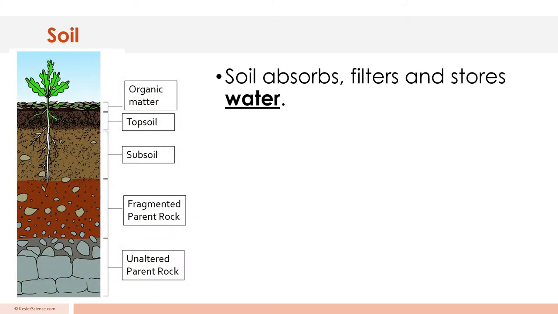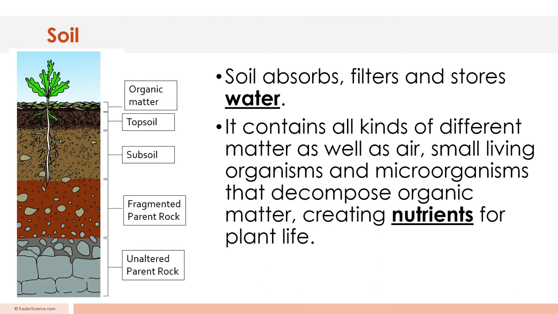Alright. Soil absorbs, filters, and stores water. And it contains air, small living organisms, and microorganisms that decompose organic matter, creating nutrients for plant life. So what that means is there's little tiny living things in the soil that are going to break down this plant. So they'll see the leaves on the top, these leaves get broken down, and those nutrients get sent into the soil. Same if it's a dead animal or these kinds of things. They get broken down and returned to the soil.